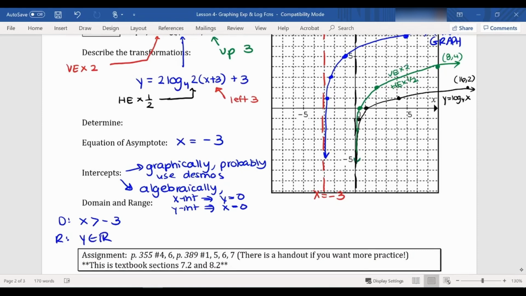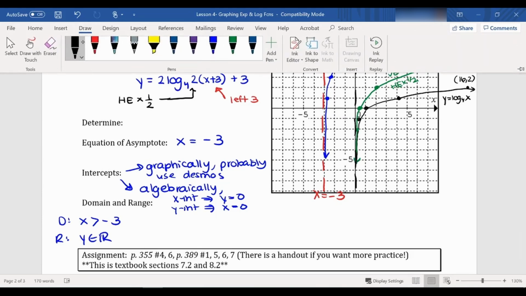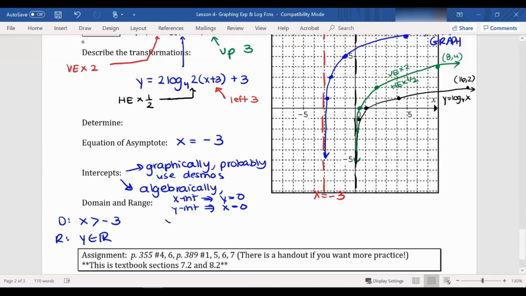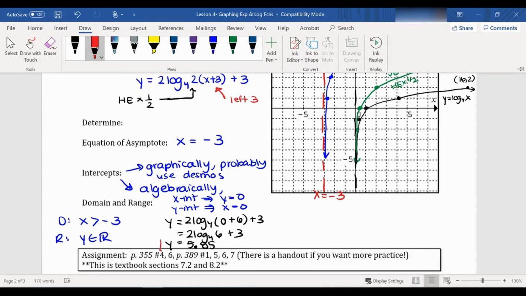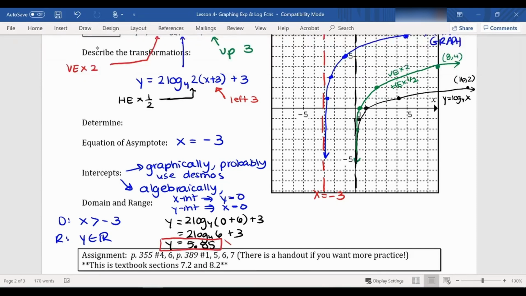So if I wanted to actually find my intercepts here, I'll show you how to do that algebraically. Your y-intercept, x is 0. So you'd have y equals 2 log base 4 of (0 plus 6) plus 3, or 2 log base 4 of 6 plus 3. You can plug that into your calculator, and you would get about 5.85. Again, if you don't have one of the fancy calculators, for a log base 4 of 6, you might need to use change of base.